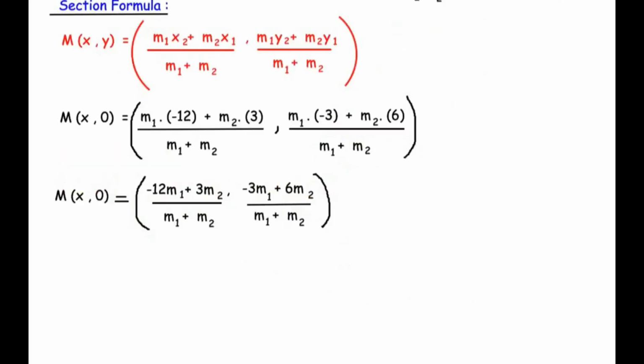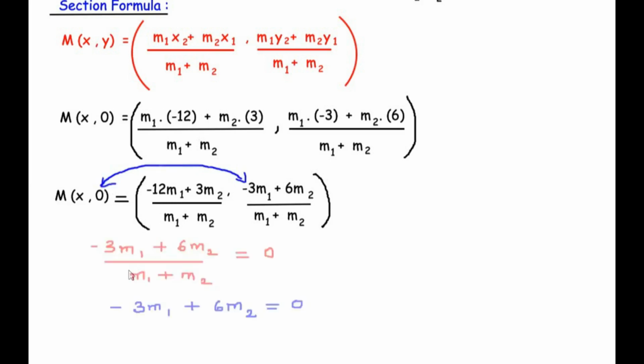So we get (-12 m1 + 3 m2) over (m1 + m2), (-3 m1 + 6 m2) over (m1 + m2). Now to find out the ratio of m1 and m2, you can either equate the x coordinates or the y coordinates. Now the easier option is to equate the y coordinates from both the sides. So we can write (-3 m1 + 6 m2) over (m1 + m2) is equal to 0.